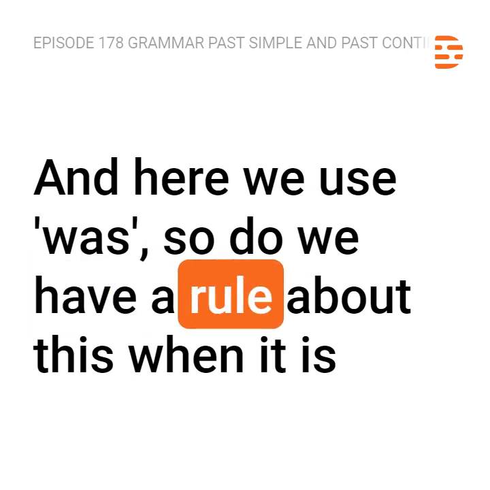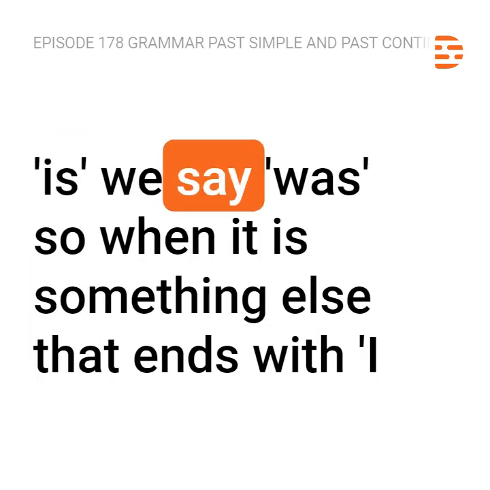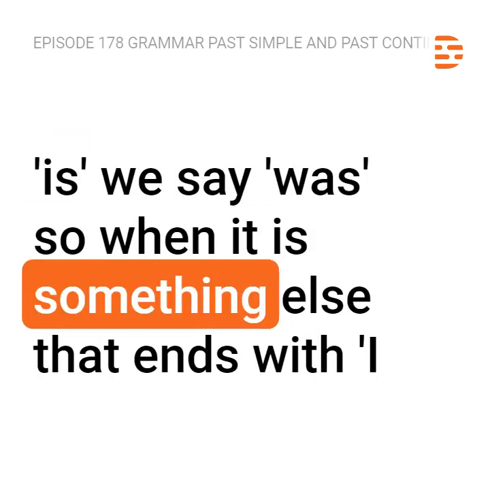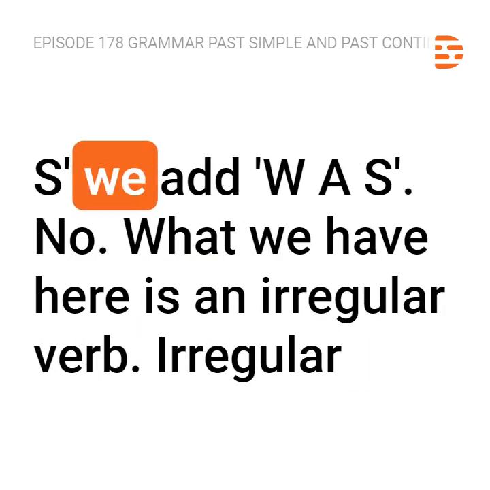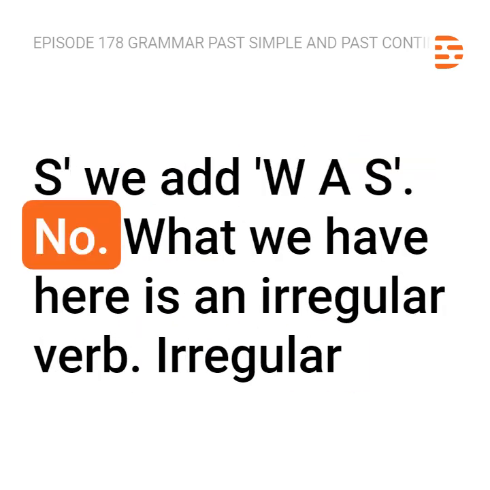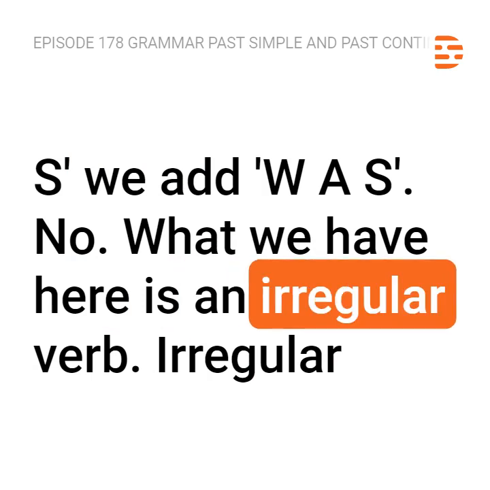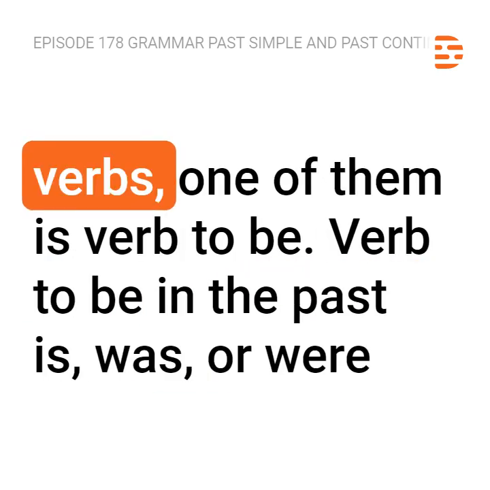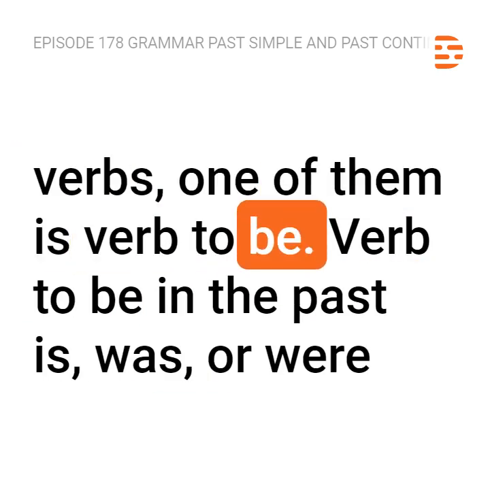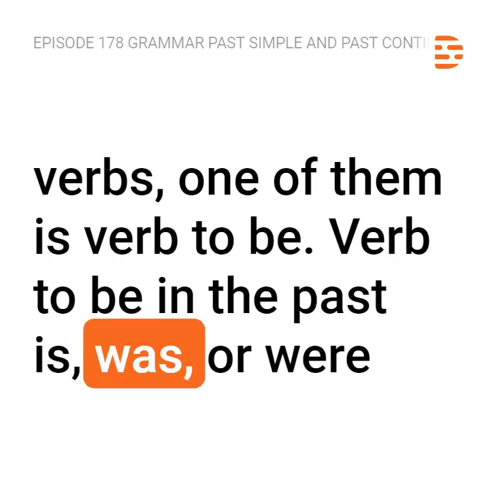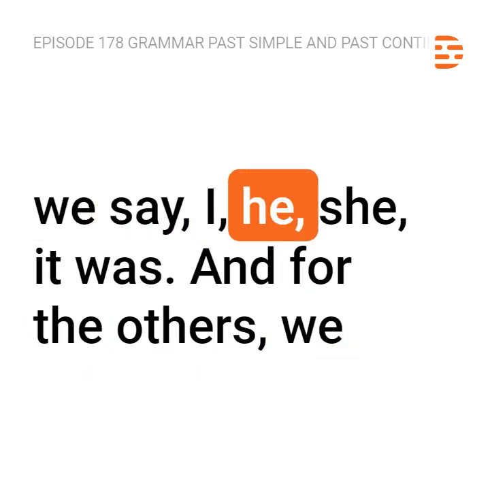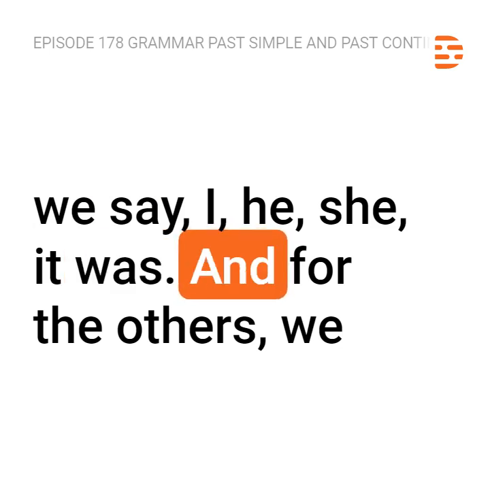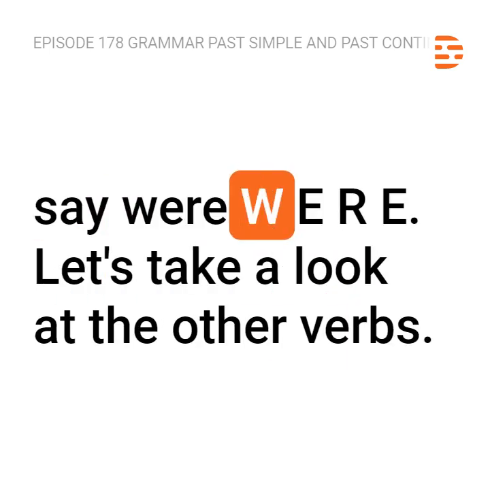So, do we have a rule about this? When it is, we say was. So, when it is something else that ends with is, we add was? No, what we have here is an irregular verb. One of them is verb to be. Verb to be in the past is was or were. We say I, he, she, it was, and for the others we say were, W-E-R-E.